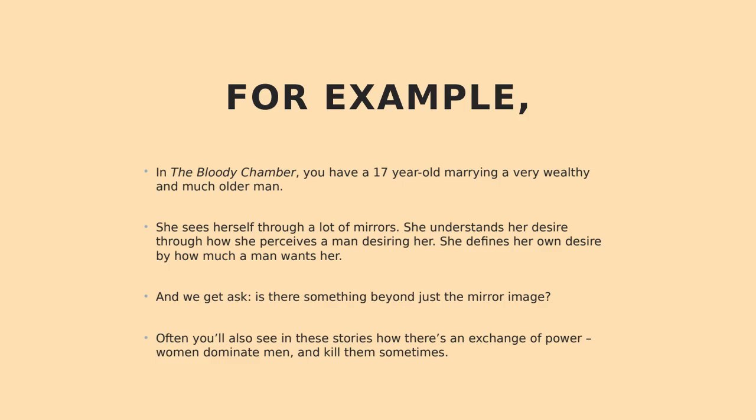One of the stories we'll look at, The Bloody Chamber. You have a 17-year-old girl who marries a very wealthy and much older man. Throughout the story, she sees herself as a kind of stereotypical perfect woman or perfect girl. She's always looking at herself in mirrors, and she's very attractive in a conventional way. But there's also this sense, when you read the story as well as all of the others, that she has more power than she thinks she does.